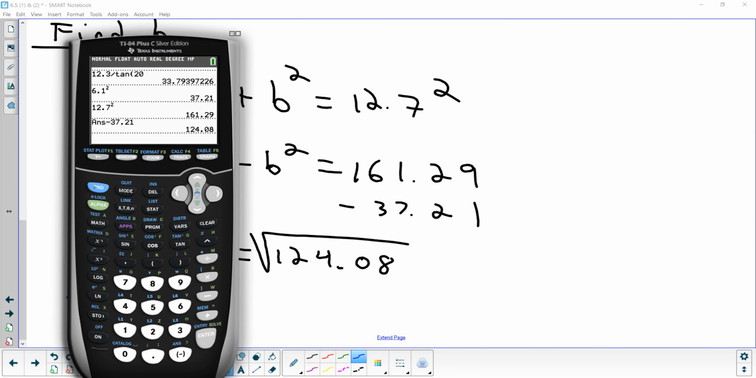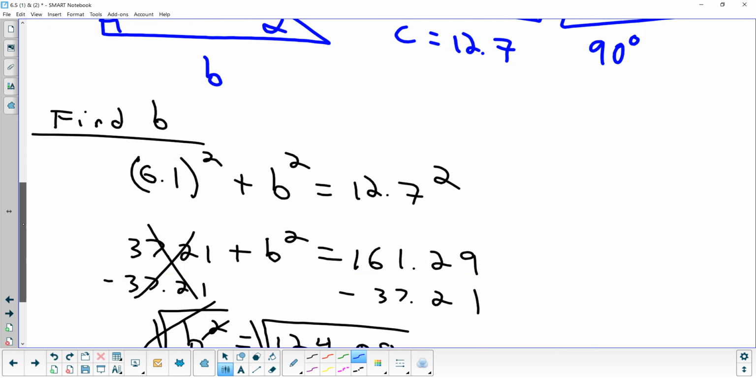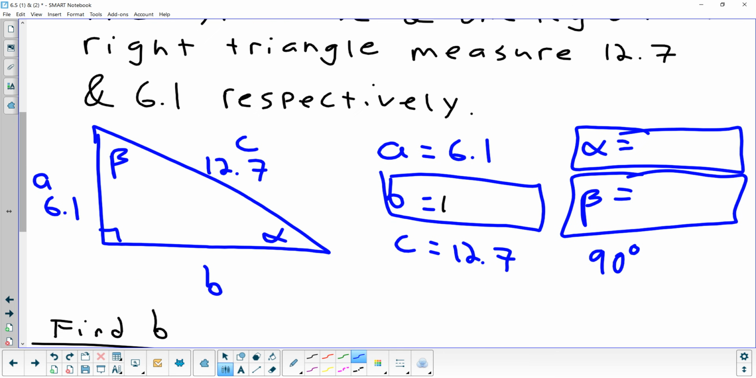And the answer is the square root of, I can just type in second and the minus sign, because it already has the answer that I just put, 124.08. It's going to give me 11.139. All right. Questions on how I got B? All right. Now, we can do alpha or beta.